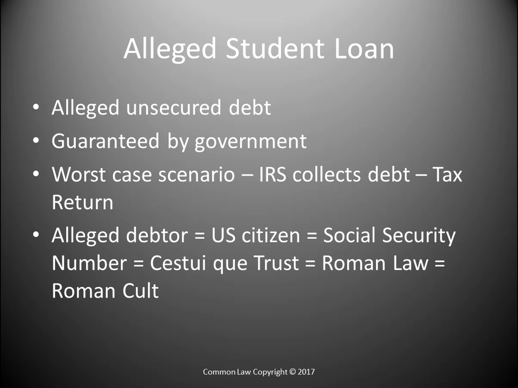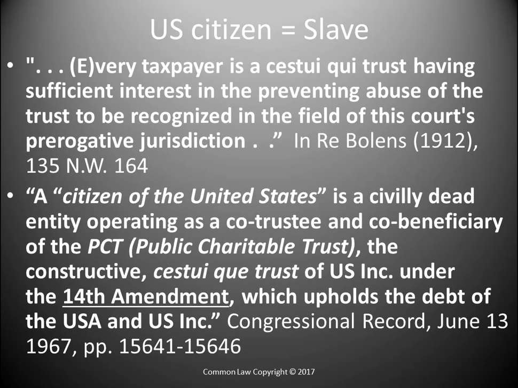And so an alleged debtor is a U.S. citizen and has a Social Security number, but a U.S. citizen's assessed to K trust, and all of that falls under Roman law and the Roman cult, and the Commerce Clause, too, I might add. Every taxpayer is assessed to K trust having sufficient interest in preventing abuse of the trust to be recognized in the field of this court's prerogative jurisdiction.